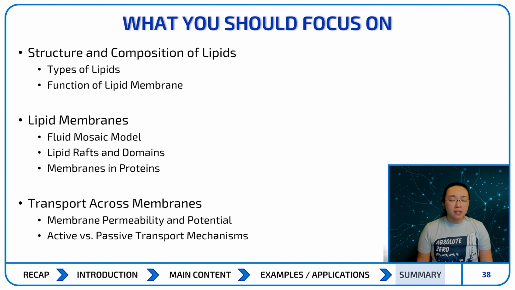We then moved on to looking at the types of function of those transmembrane proteins, and one of the main functions is transport. We were able to look at membrane permeability and potential, and also use Fick's law to model the diffusion of ions going through a concentration and an electric gradient. Apart from that, just know the difference between the different types of passive and active transport mechanisms, and then you'll be good to go.